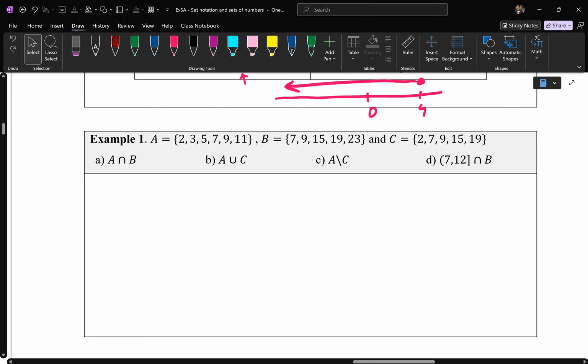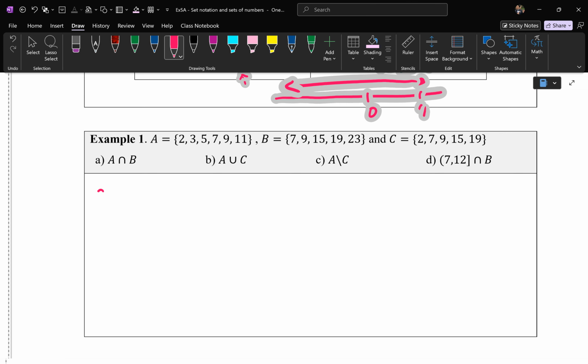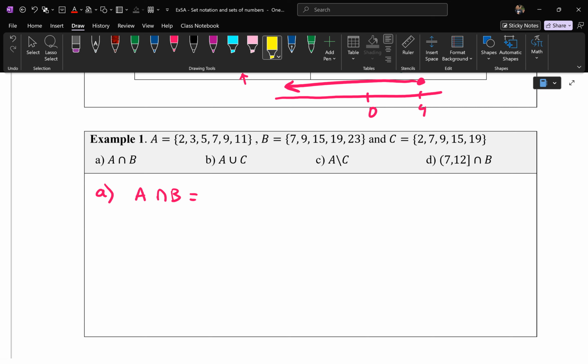Let's read the notation. So I said A is the group, or the set, of numbers: 2, 3, 5, 7, 9, 11. B is the group of numbers 7, 9, 15, 19, 23. When I say A intersection B, you told me it's what's in common. So when I say A intersection B, what is in common in group A and group B that you can see right now? Let's go.